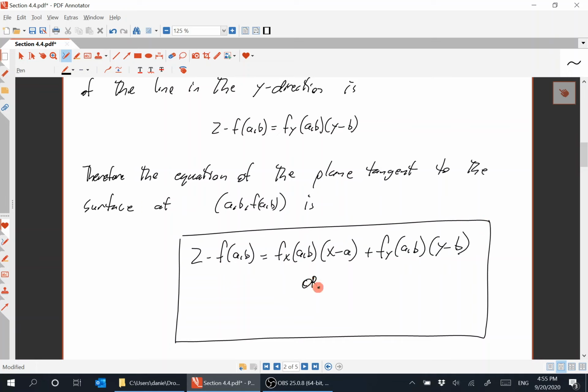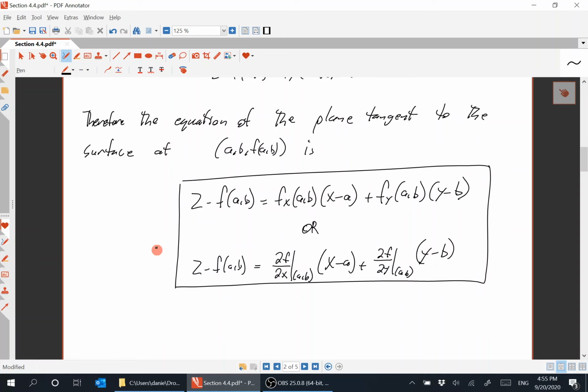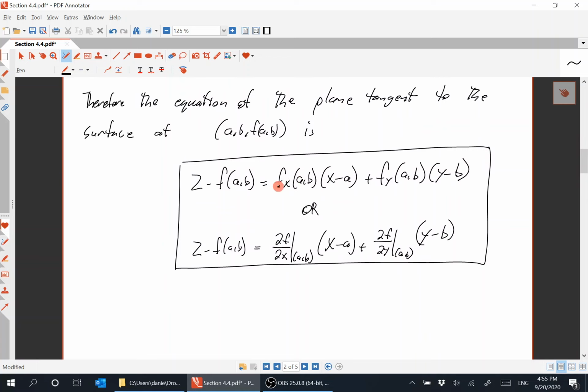So that's with the partial derivative notation, or if you like the differential notation, it's partial f partial x at a, b, times x minus a, plus partial f partial y at a, b, times y minus b. So if you like the differential notation, or if you like just the subscript notation, two different ways of looking at that equation. Okay, so let's just take a quick example of that.